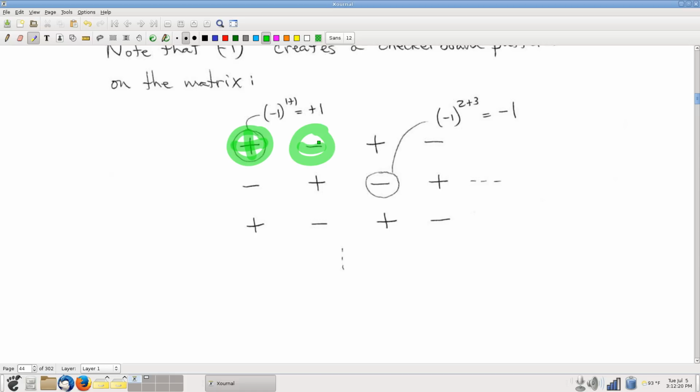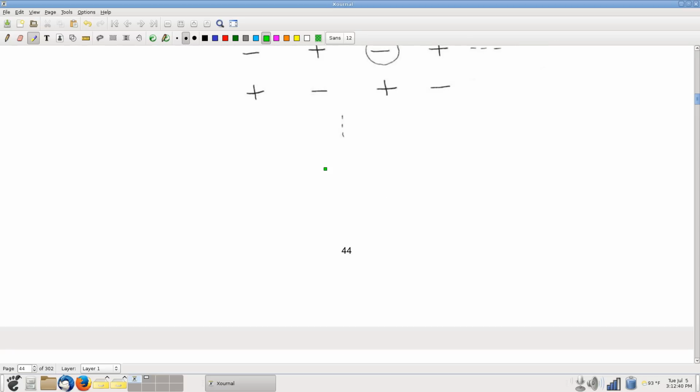And then if you move over again, well, that'll be positive. You just keep track of how many minuses you have, and every time you move by one in either a row or a column, you get an extra minus sign, and therefore the sign changes, and thus you get this checkerboard pattern of pluses and minuses. So let's keep that in mind as we compute.